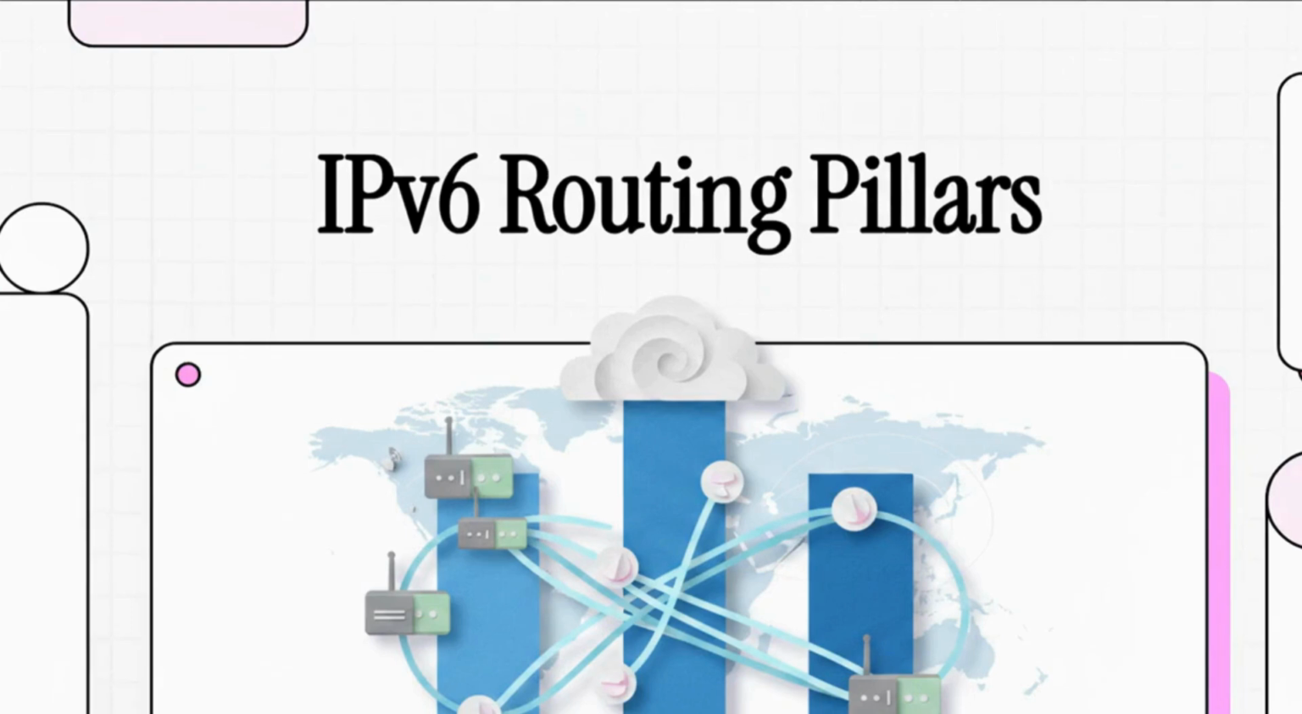Today, we're doing an explainer on the fundamental architecture of the modern internet, the three pillars of IPv6 routing. We're going to cut through the legacy noise and break down exactly how IPv6 efficiently routes traffic all over the globe, getting right to the underlying logic of modern network communication.